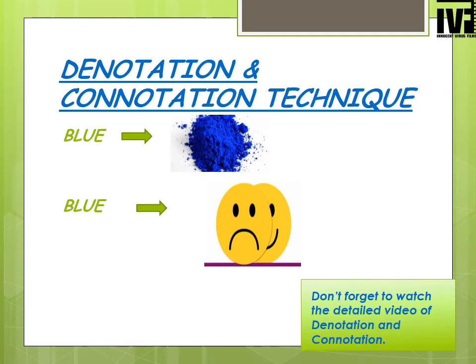For example, the word blue, B-L-U-E. When I talk about denotation, blue is the name of the color, whereas when I talk about connotation, blue is sad. So when you say feel blue, which means feel sad, feeling blue is feeling sad. That is how the denotation and connotation differ with the same word. Let's see some of the words with different denotation and connotation.